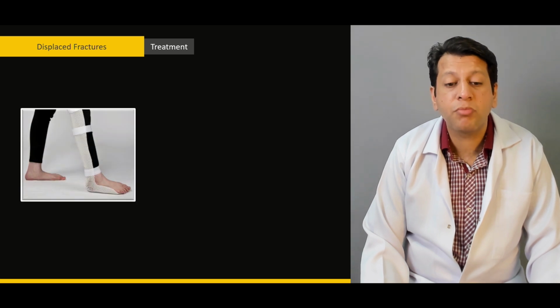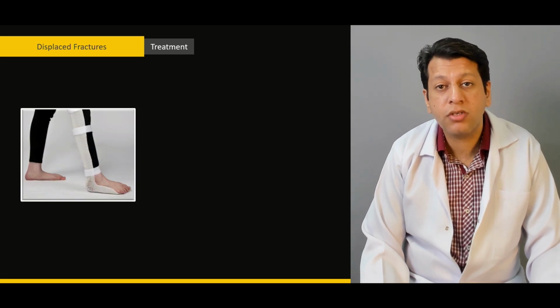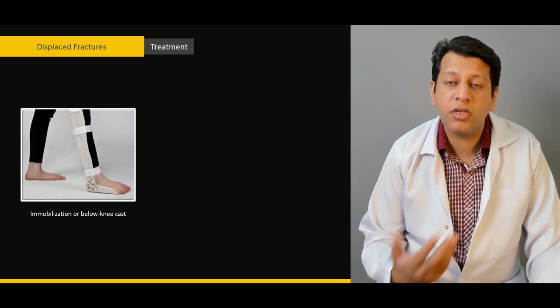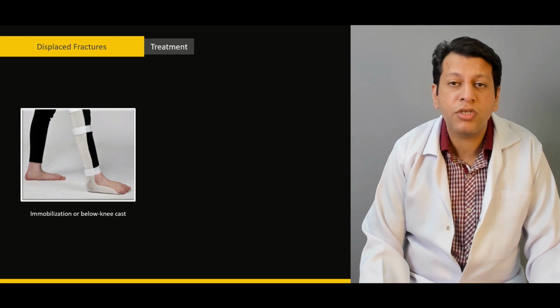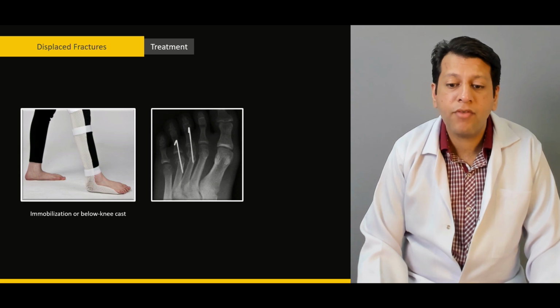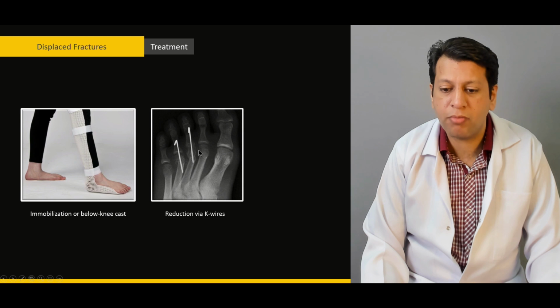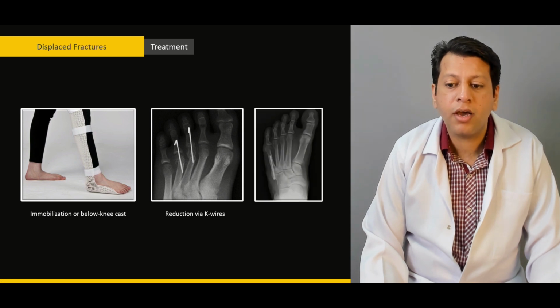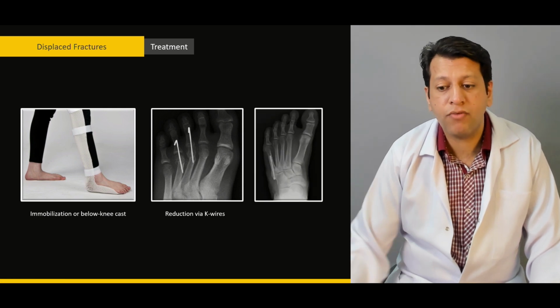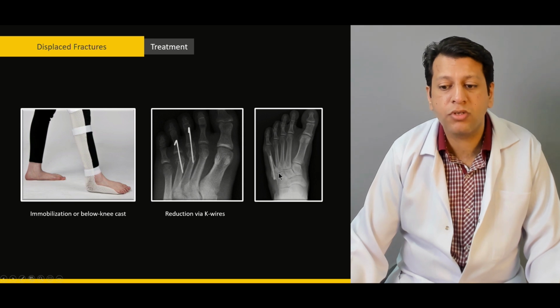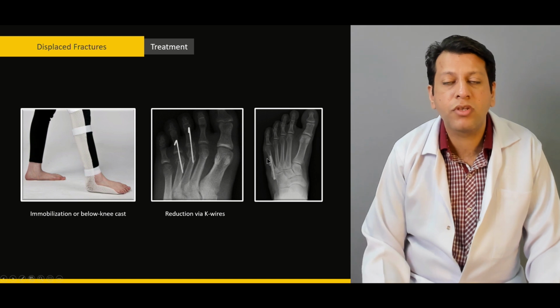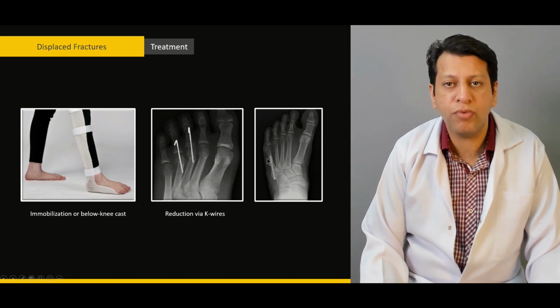Now coming to the displaced fracture. If there's a lot of displacement, then it may require some form of fixation as well. Initially, it can be treated with immobilization or a below knee cast, or we can go for simple K-wiring and then apply the cast over the top of it. Or we can also apply a screw. If, for example, this is a classical Jones middle zone fracture of the fifth metatarsal, you can go for screw fixation so that it does not go into some form of non-union.